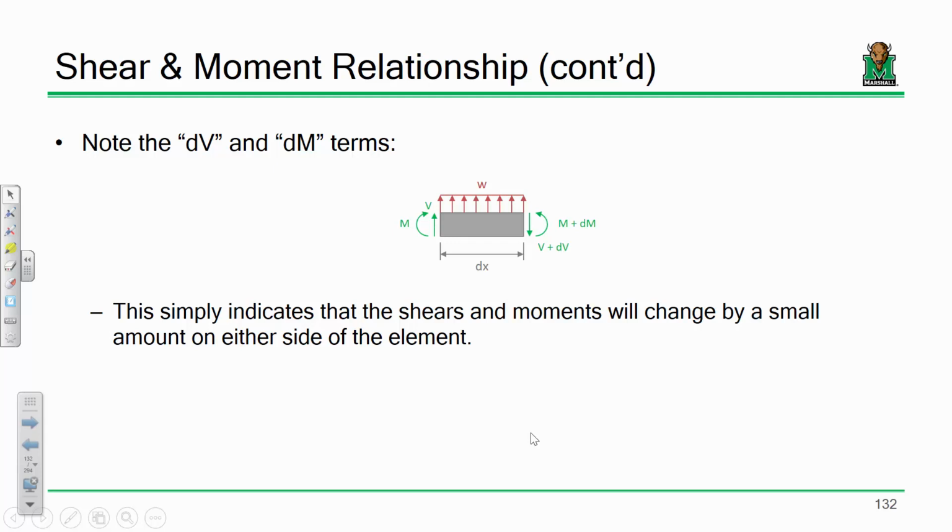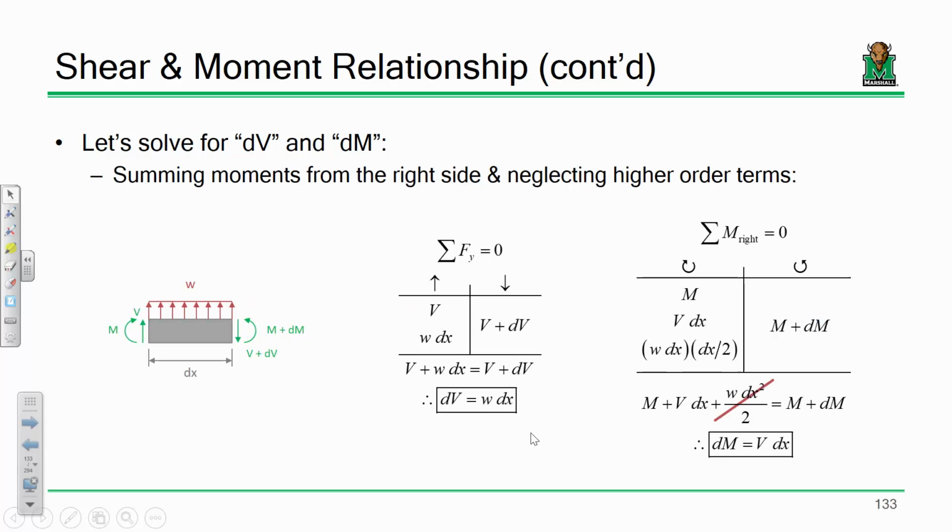And so when I look at that element, basically what I'm proposing is that those values are going to change from one side of the element to the other. And in order to determine them, I'm just going to use the basic equations of equilibrium that we've been using from square one. So let's just walk through this. I'm going to take my time with it. So I've got two equations, sum of forces in the y direction and sum of moments. Let's deal with the sum of forces in the y direction first.